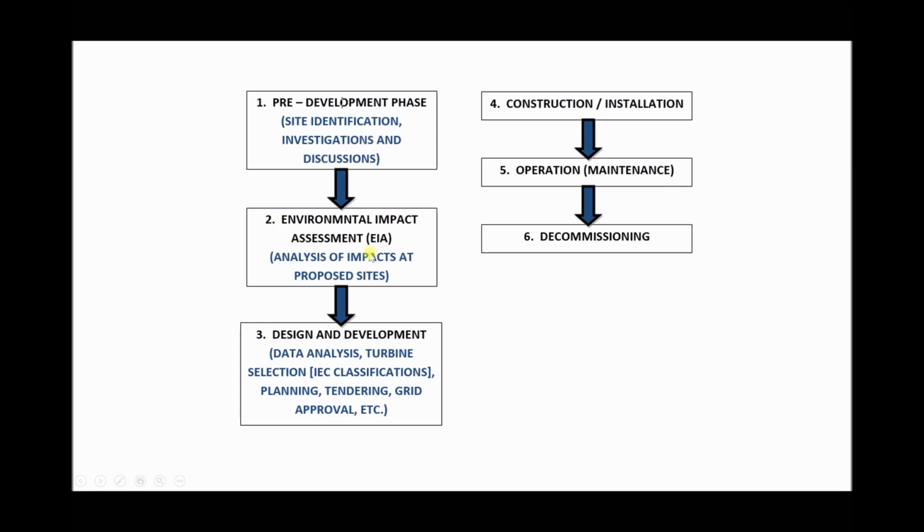Next, we have the environmental impact assessment, as we mentioned, because no project is going to be allowed to proceed unless the benefits of the project are seen to outweigh any impacts to the environment. Next, we have design and development. This is where we go into a deeper analysis of our wind speed and wind quality data. We can select our wind turbines based on this data, and different wind turbines have different classifications. We then enter into the tendering process, seeking grid approval and so on. It's not until all of that's been completed that the construction and installation can take place.